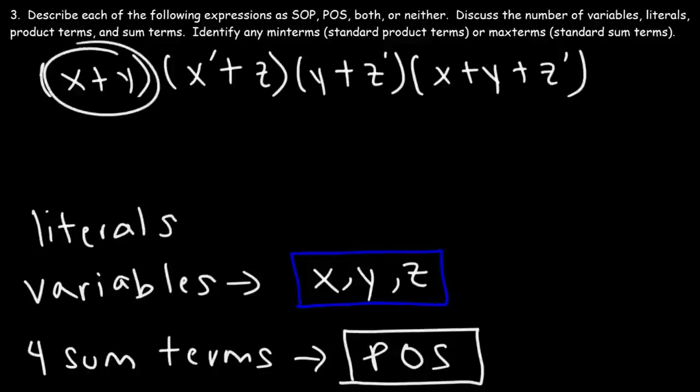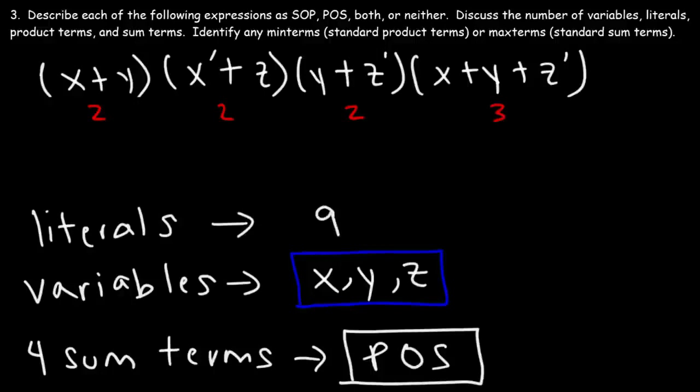So here we have 2 literals in the first sum term. The second sum term has 2 literals. The third one has 2. And the last sum term has 3 literals. So thus we have a total of 9 literals in this problem.